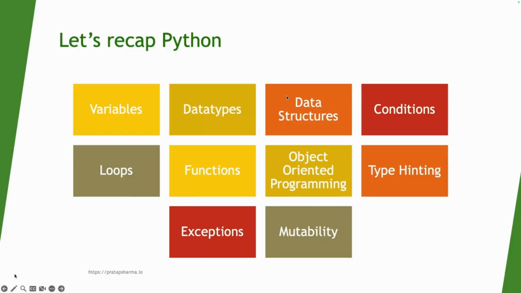So in this section, we will be recapping our Python concepts. We'll learn about variables, data types, data structures, conditional operators, loops, functions, object-oriented programming, and we'll also learn about type hinting, which was introduced in Python 3.5. We'll learn about exceptions, built-in exceptions, and user-defined exceptions. We'll also learn about mutability, the data types which are mutable, and mutable data types as a default parameter in a function and why it's a bad idea.